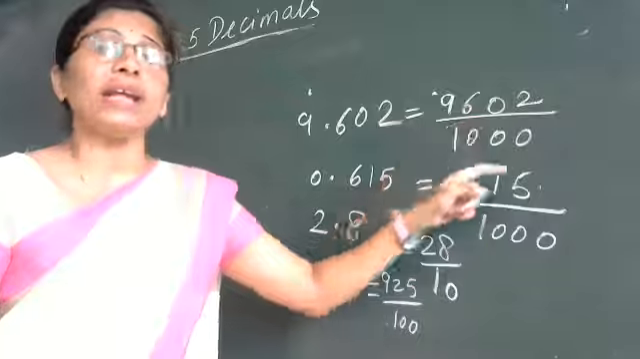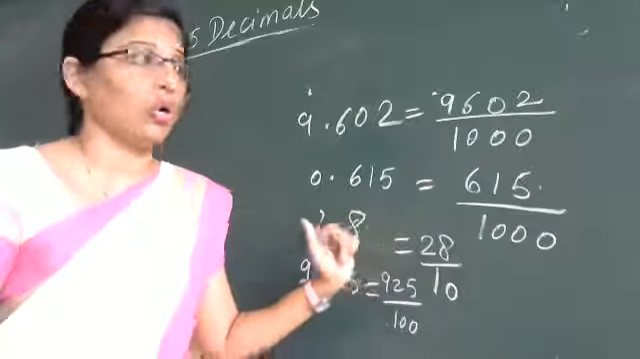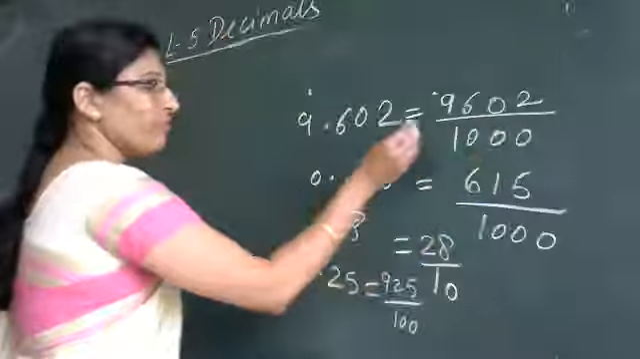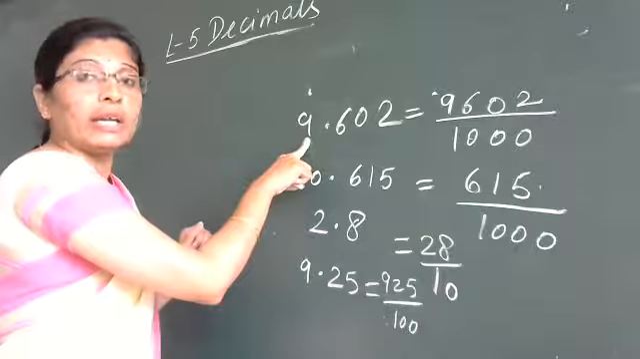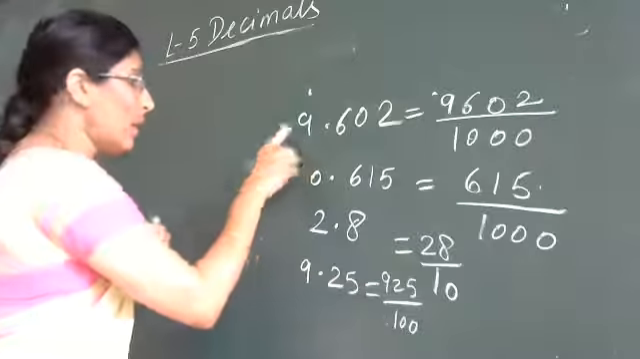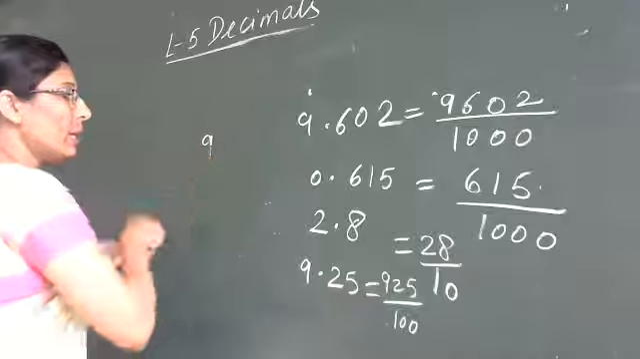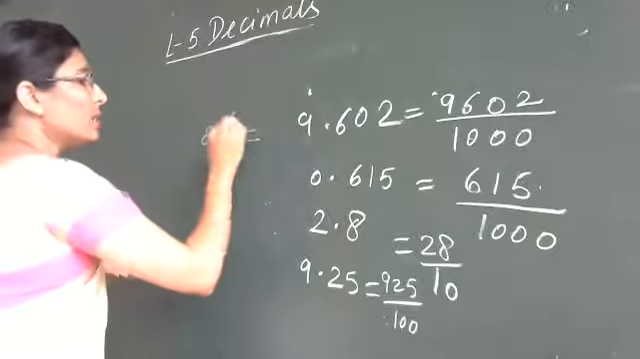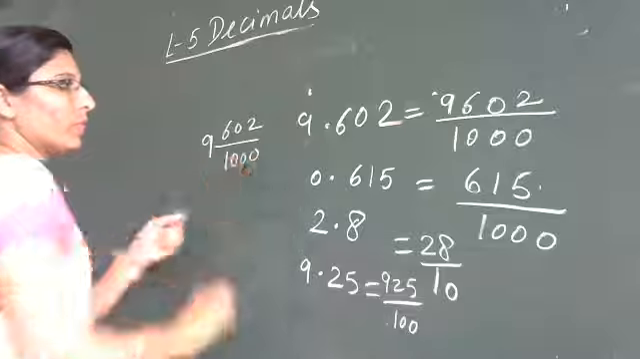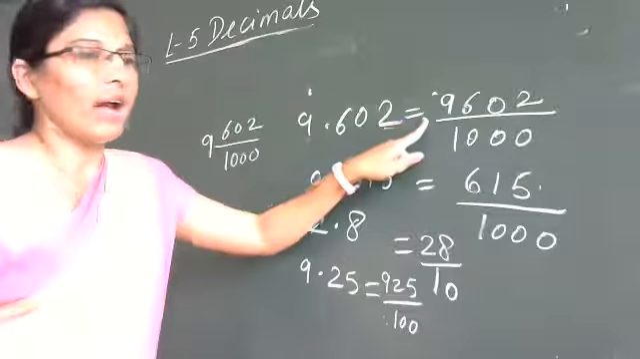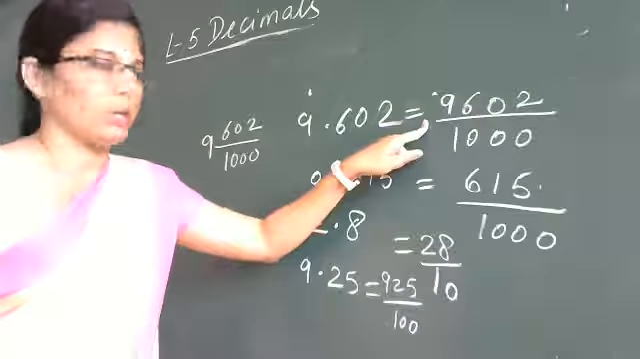Okay, this you can write as a mixed fraction also. How can you write a mixed fraction? Now see here. This 9 is the integral part. It is a whole number. So you can write 9 here and 602 here and down 1000. That 9 we can write here for the mixed fraction.